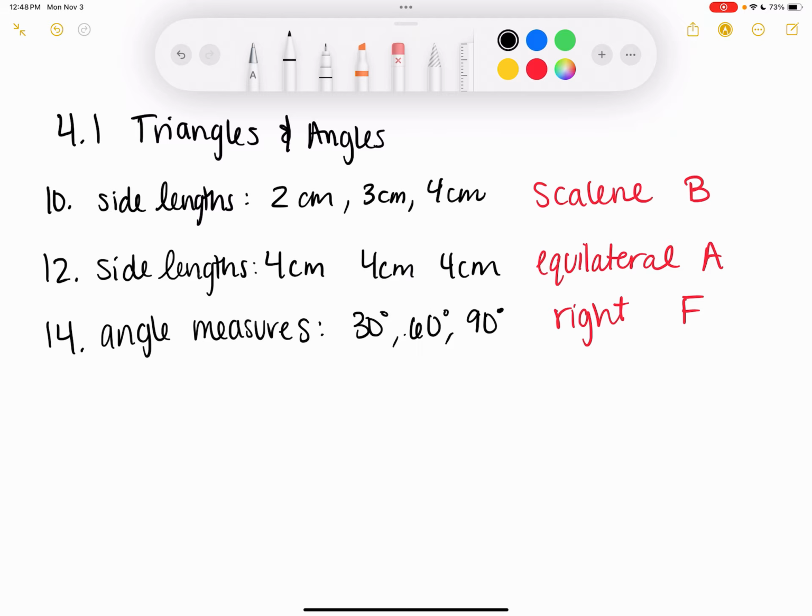All right, the next problems give you a picture of a triangle, and they want you to classify it based on its angles and side lengths, if applicable.